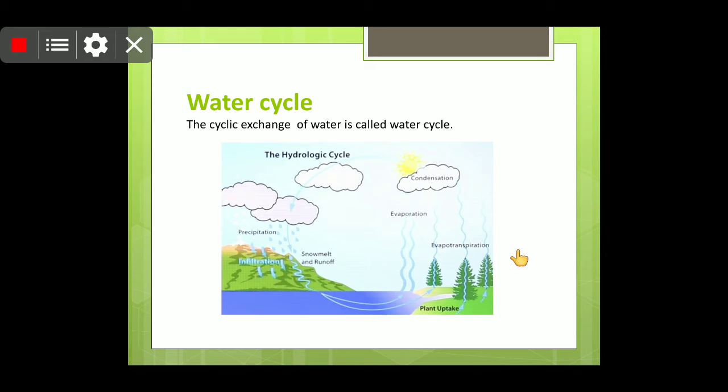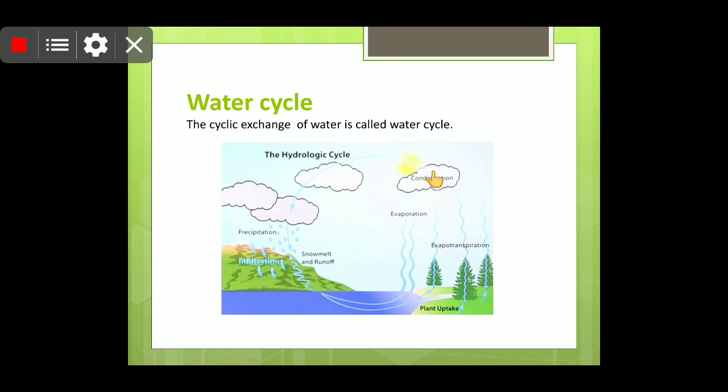Now we will talk about the water cycle. So children, what is the water cycle? The cyclic exchange of water is called the water cycle. The cycle formed by your water is like this: surface water evaporates and forms clouds, then condenses and comes down in the form of precipitation. All this precipitation and evaporation I have already told you. All the processes that I told you just some time ago will help you in understanding this water cycle more clearly.